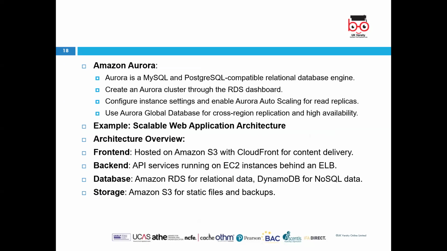So, an example of a scalable web application architecture. What do we look into in this? We have the front end, which is going to be hosted on Amazon S3 with CloudFront for content delivery. Our backend will have an API service running on EC2 instances behind an ELB. And as a database, we have Amazon RDS for relational data and DynamoDB for NoSQL data. And with the storage, we will use Amazon S3 for static files and backup.